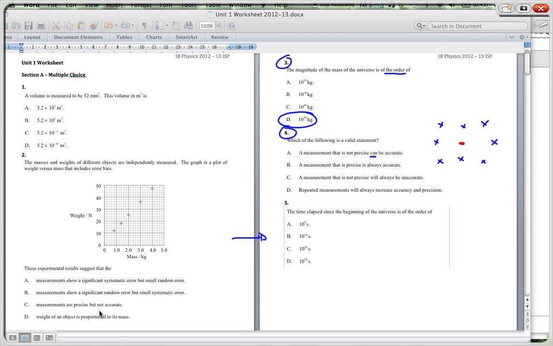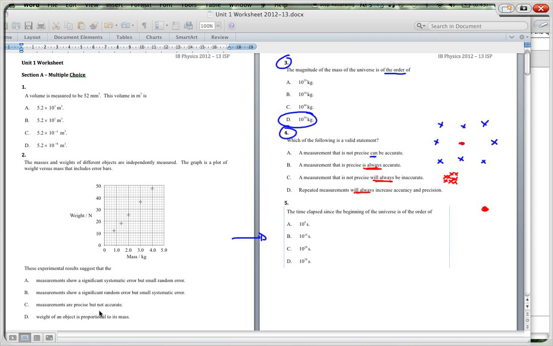A measurement that is precise is always accurate. That's not true, because you can have your actual value there, but you can have all your results all over here. See, very precise, but not on the actual accurate value. So the always takes that out. A measurement that is not precise will always be inaccurate. That is not true. And repeated measurements will always increase accuracy and precision.